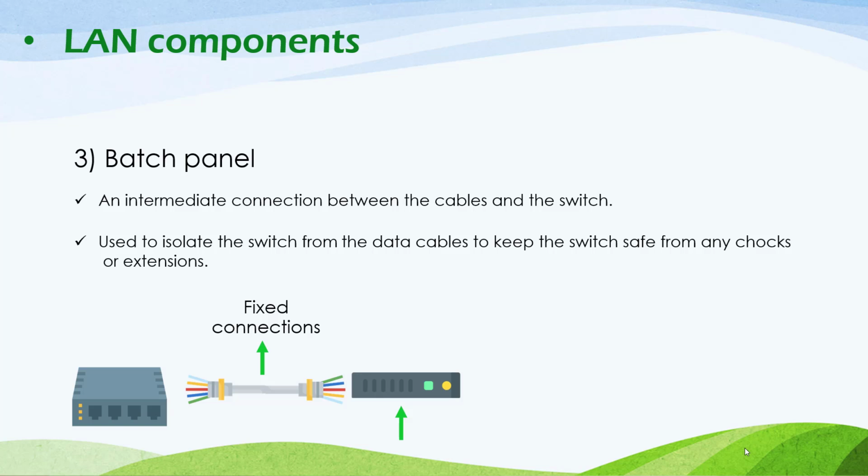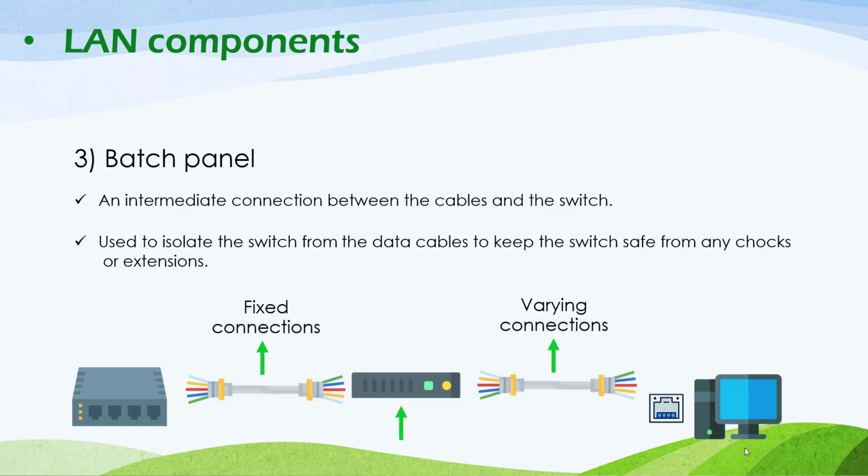And what will be variable in the connections, and is able to be changed, connected or disconnected, is the main cable connection between the patch cord and the devices themselves, through the main data cable that is extended to the connected devices.